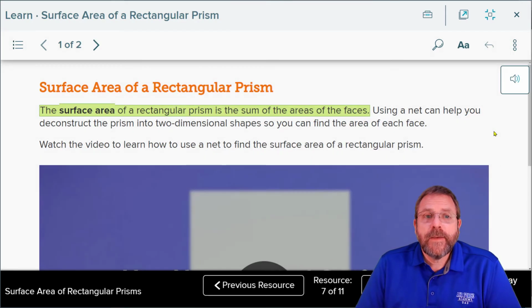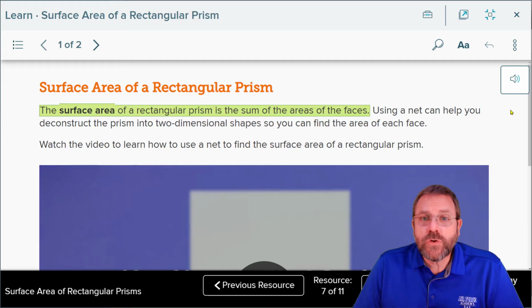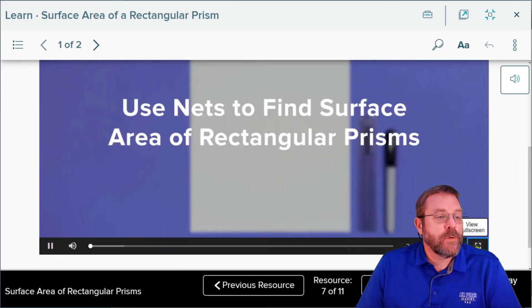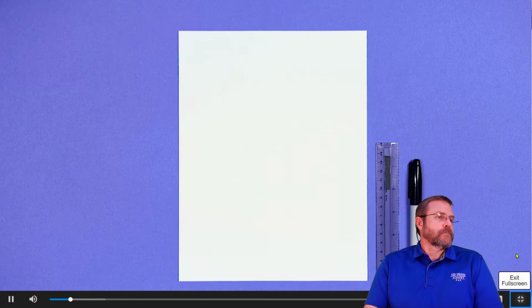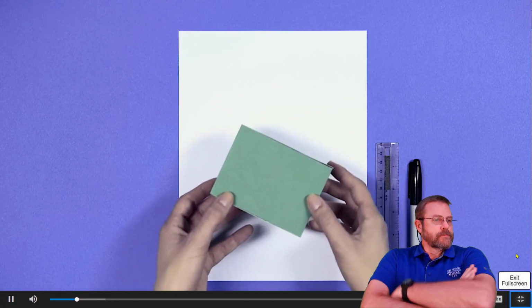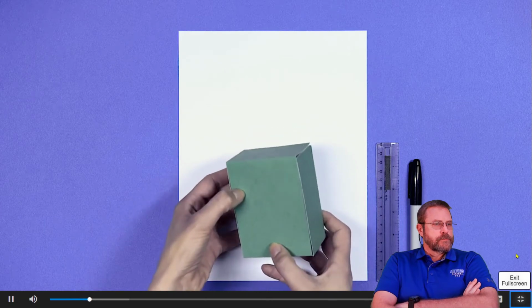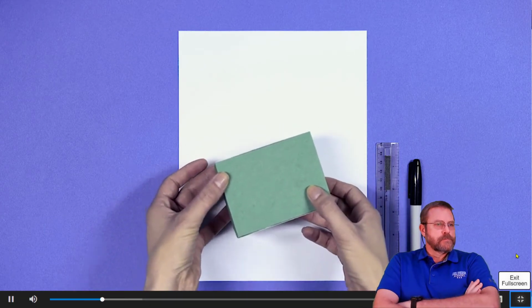Now we have to find the area of each one of those sides of that net and add them all up together to find the surface area of the entire figure. And we have a video on how to do that. Use nets to find surface area of rectangular prisms. One way to find the surface area of rectangular prisms is to use a net. A net is a two-dimensional pattern that can be used to build a three-dimensional figure.